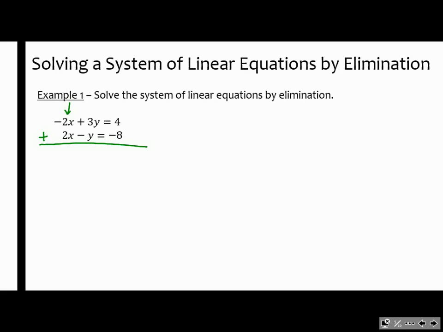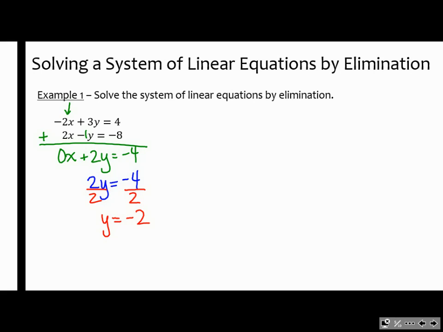So let's start with the negative 2x plus 2x, which is, let me go ahead and write it this time, next time I won't write it, 0x. Then we have 3y subtract y. Now that's 3y subtract 1y. The coefficient is 1. 3 minus 1 is 2, so I'll have plus 2y equals. Then we add 4 and negative 8, which equals negative 4. What I could have jumped straight to is 2y equals negative 4. And from here, we use the division property of equality to solve for y. y equals negative 2.